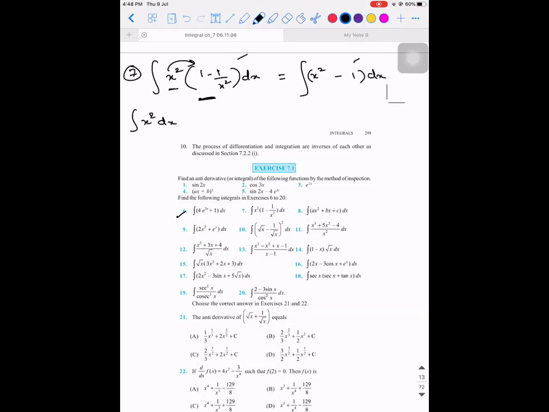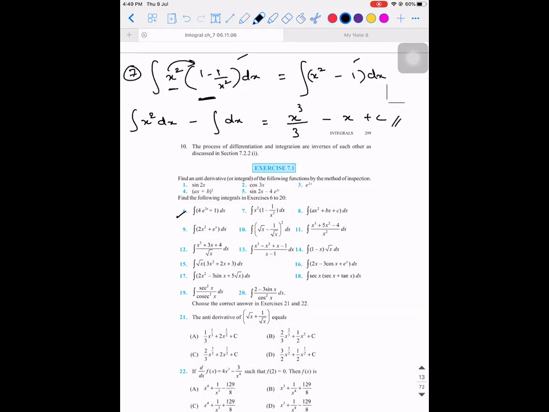So it is integral of x square dx minus integral of dx. So what is integral of x square? X power n plus 1 divided by n plus 1, the very first formula. Minus integral of dx is x plus a constant. Is it clear? Yes, sir. Yeah. So can you guys try the next one? So what is the answer for the next one?